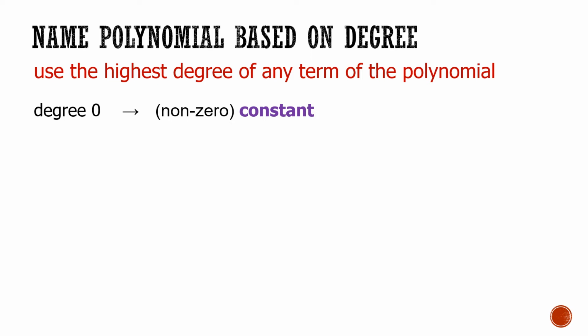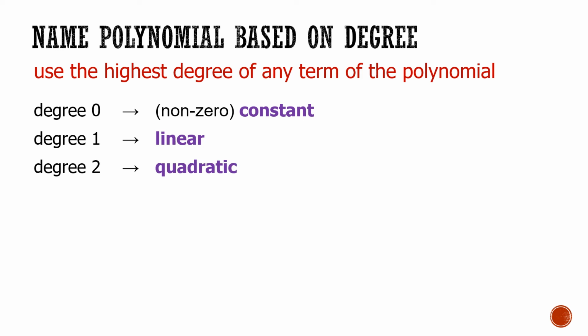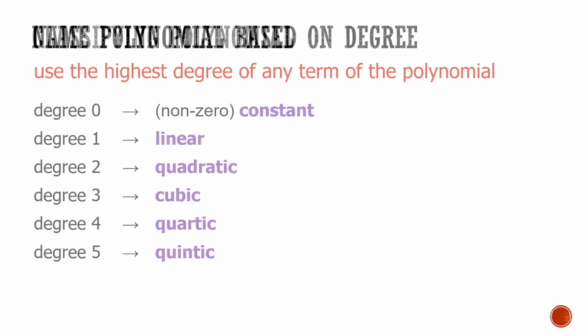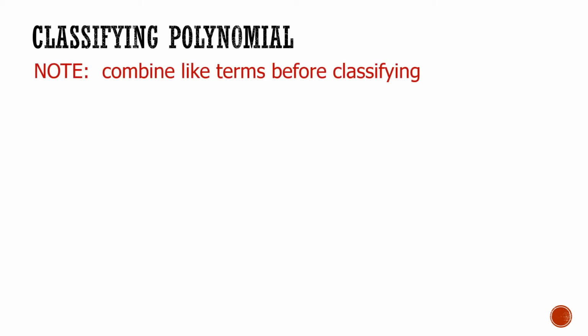If you happen to have a largest degree term being x to the first, you have a linear, and we call it degree 1. If the largest degree term happens to be x to the second, it's quadratic, and it has degree 2. Just like cubic is if you find x cubed, and then you have quartic for x to the fourth, and quintic is x to the fifth. And you can see that the exponent determines the degree. When classifying polynomials, take into account both the degree and the number of terms. But remember to combine like terms before you do the classification.